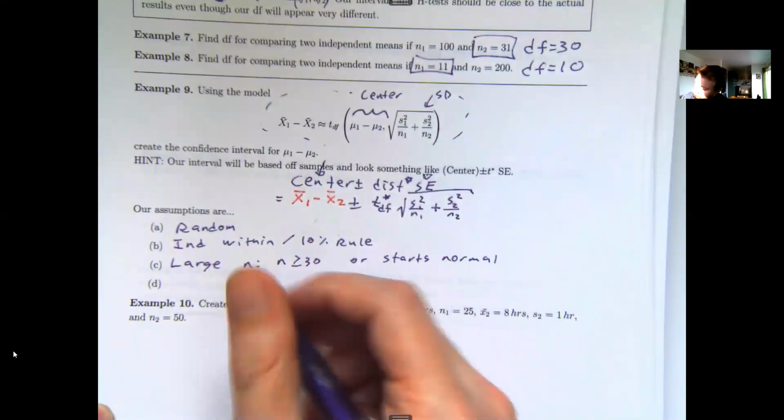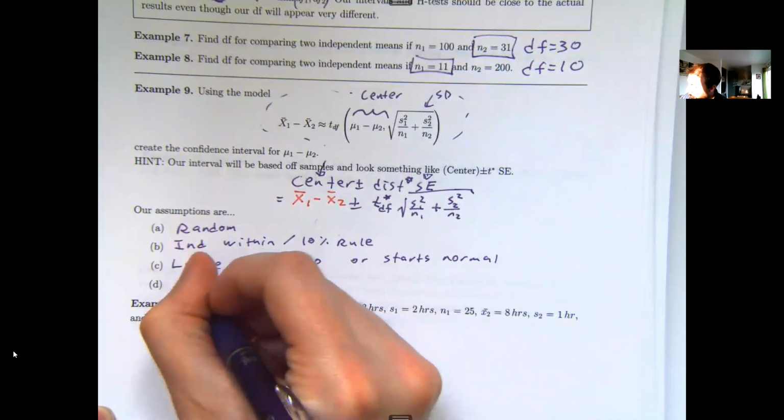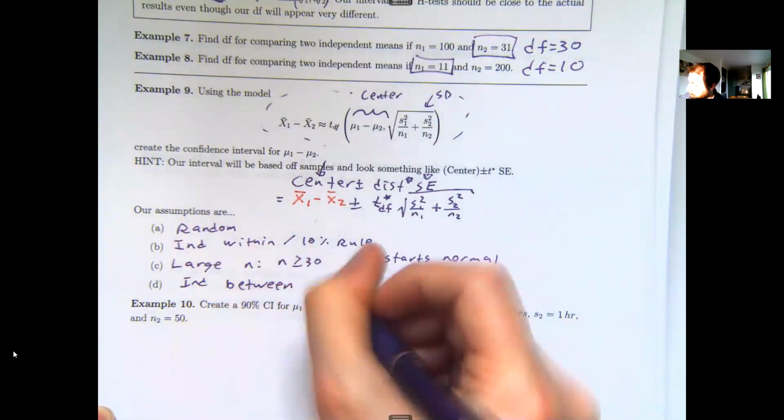Finally, not only do I need independence within, as the name of this lesson suggests, I need to have independence between my two groups. I'm comparing two independent averages today.